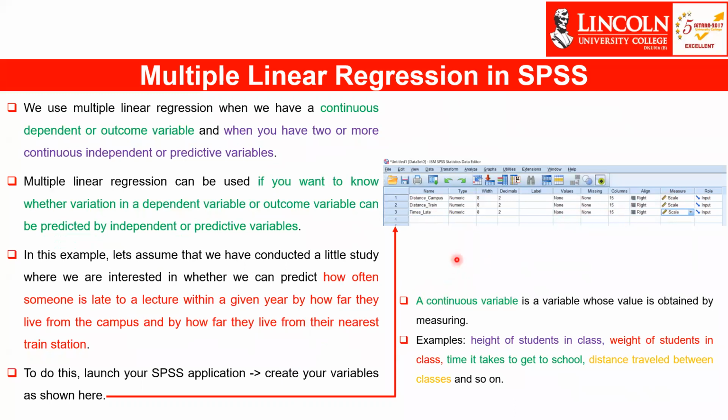So a continuous variable is a variable whose value is obtained by measuring. Examples can be height of student in class, weight of student in class, time it takes to get to school, distance travelled between classes, and so on. Those are examples of continuous variables.